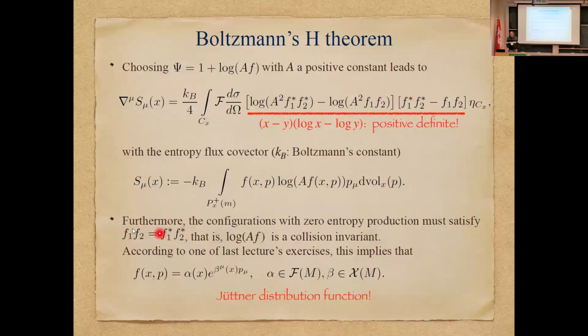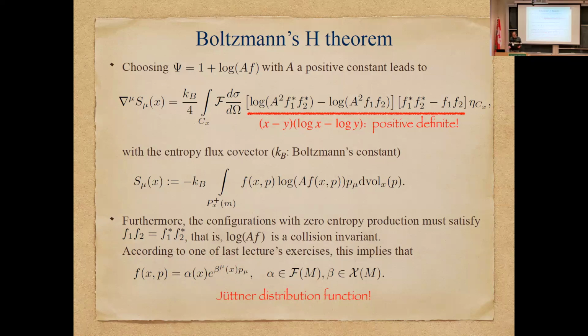Okay, and that means if you take a logarithm on both sides, the logarithm of f is a collision invariant. But we had this exercise yesterday, which said any collision invariant is of the form alpha plus beta_mu p^mu. So log f has to be this form, and if you take the exponential again, f must have this particular form. So f must be some function alpha times e to the beta_mu p^mu, where beta is a vector field. And this is known as the Jüttner distribution function.